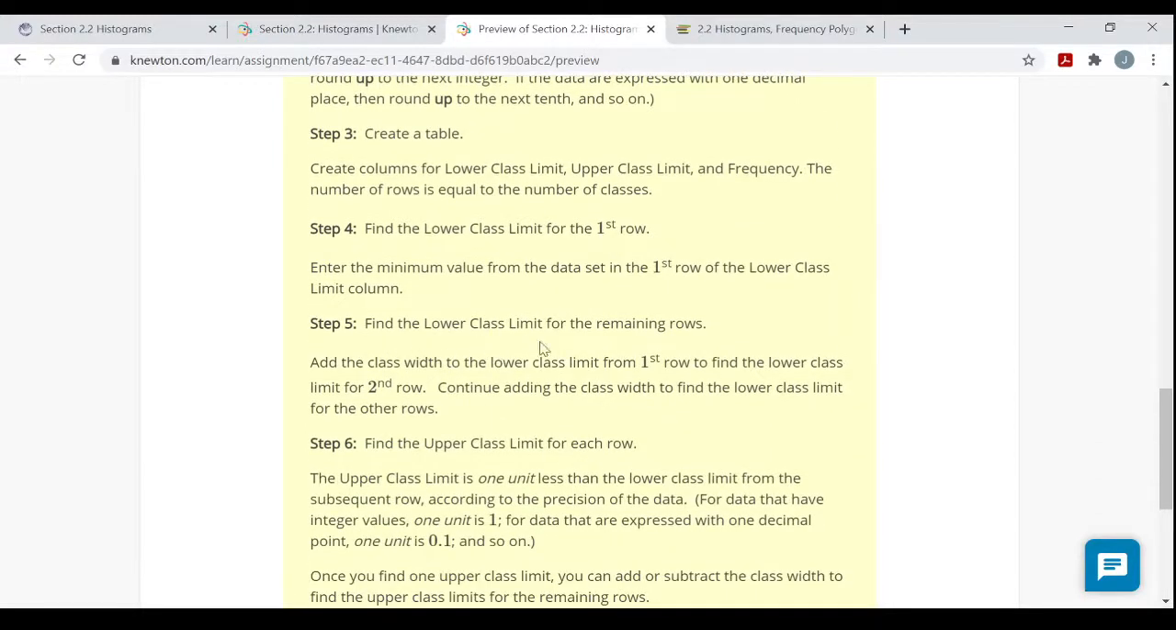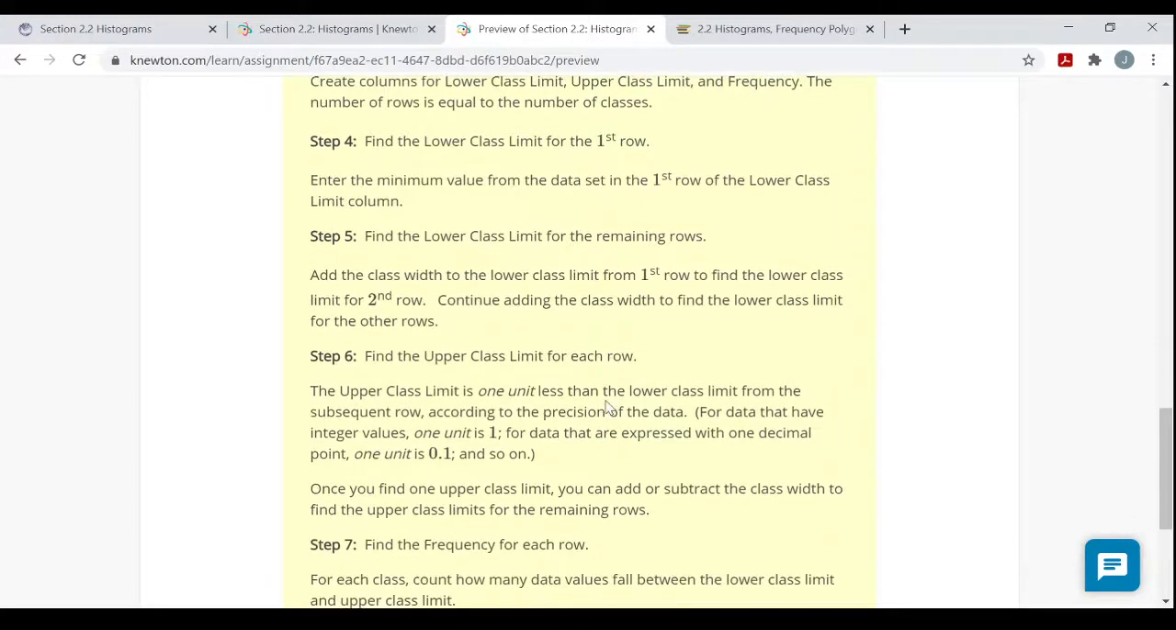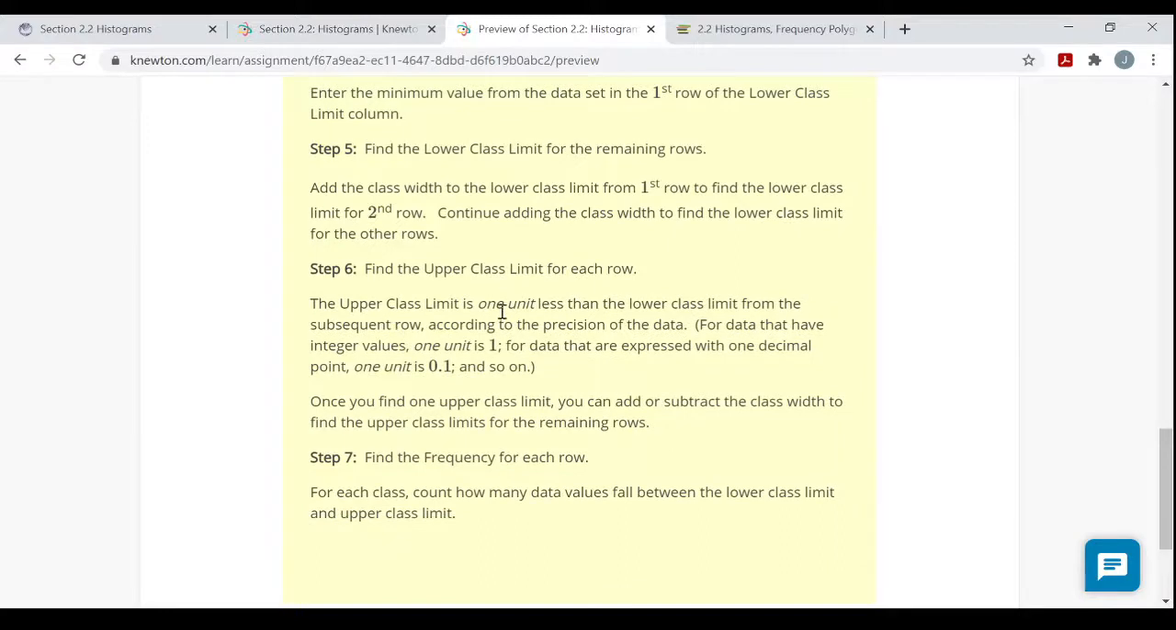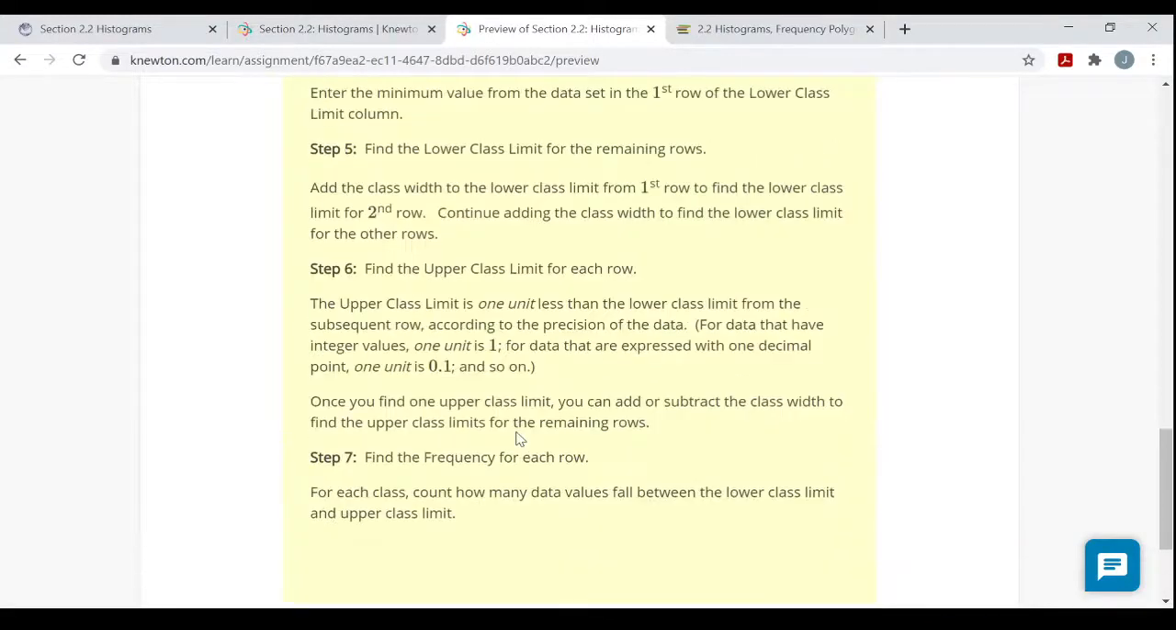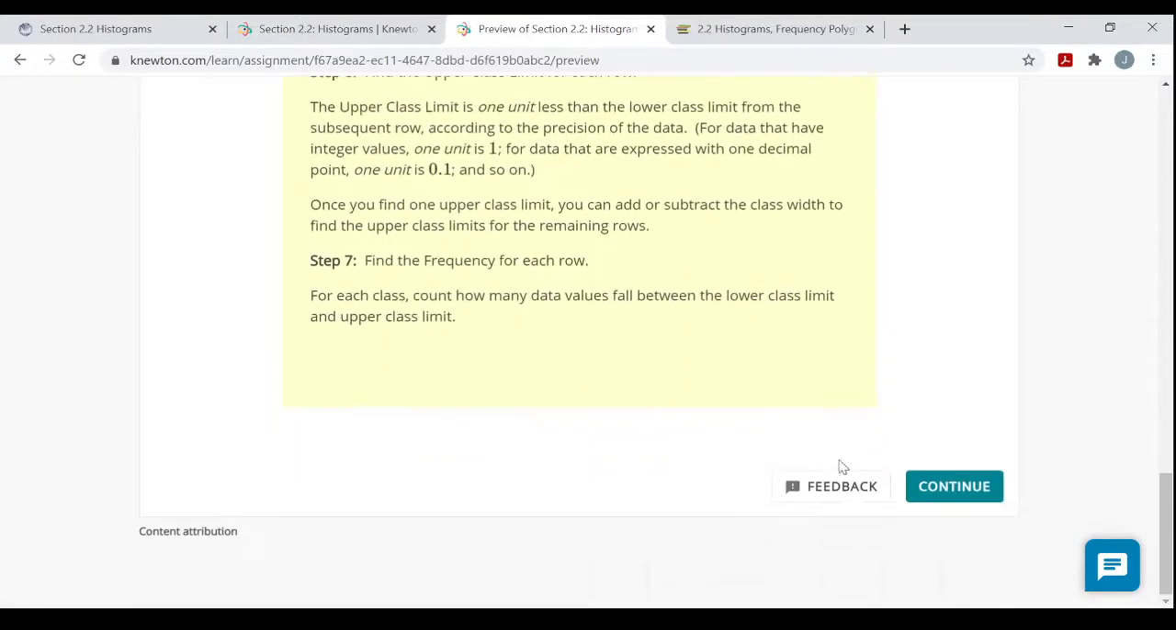Then you just keep adding the class width to get the other lower class limits. Then find the upper class limit for each row, which will be just 1 unit less than the lower class limit from the subsequent row, and then you just count how many values are in each row. Now it says fall between the lower class limit and upper class limit. I think they mean inclusively. So again, read these steps, and I'll perform these steps when we get to a problem.